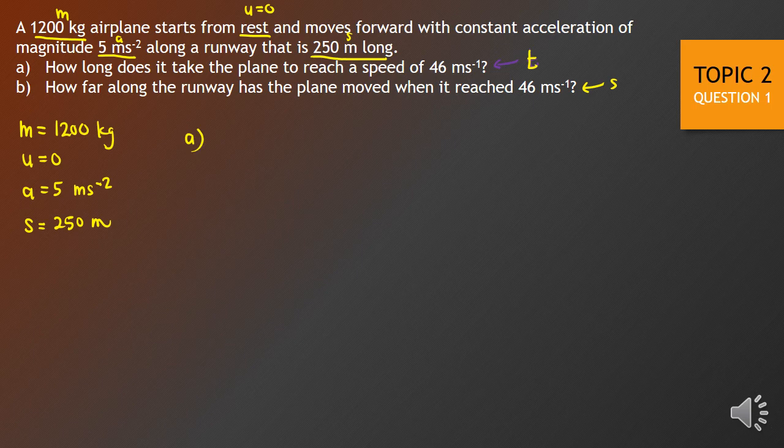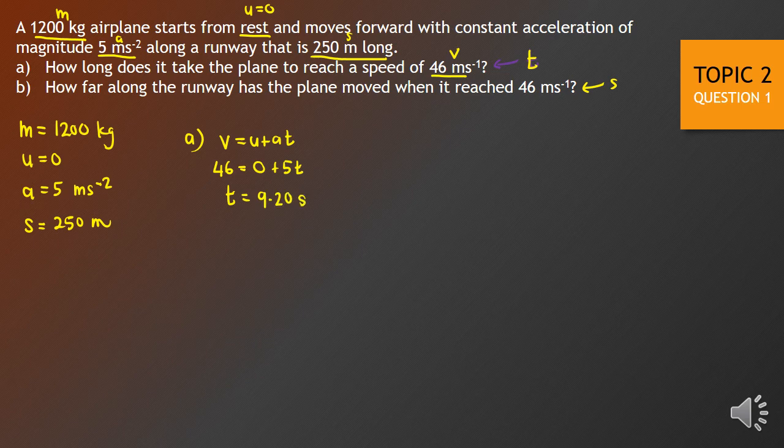So for A, we want to find the time. So we have the mass, we have the U, A, we have the final velocity V here. So we can use what? So V is equal to U plus AT. So our final velocity is 46. Initial velocity is 0 plus acceleration is 5 times T. So then solving for T, we have T to be 9.2 seconds. 9.20 seconds. Okay, that is A.